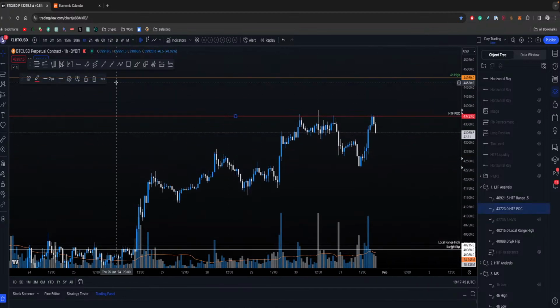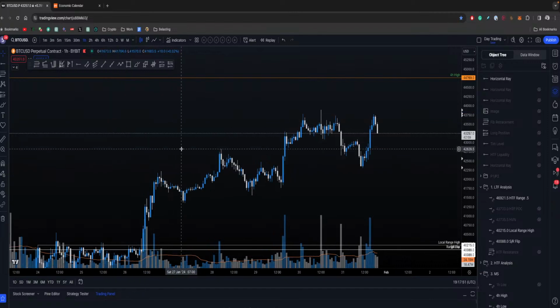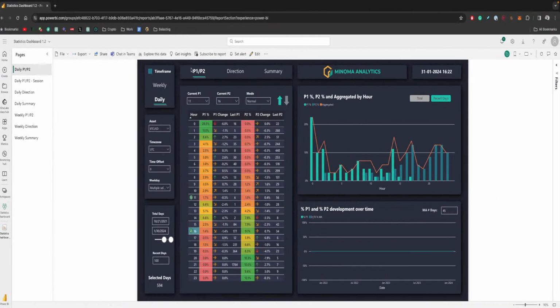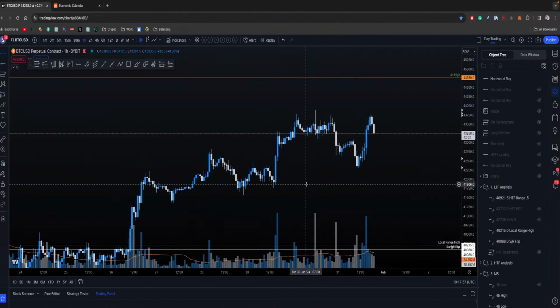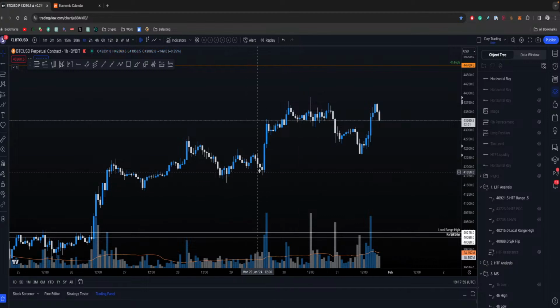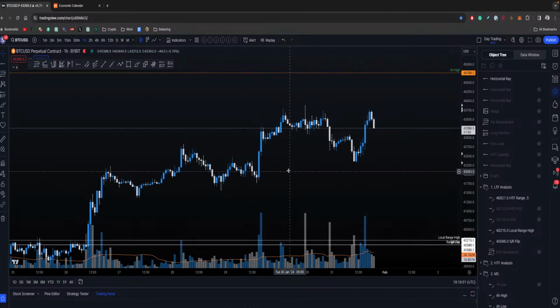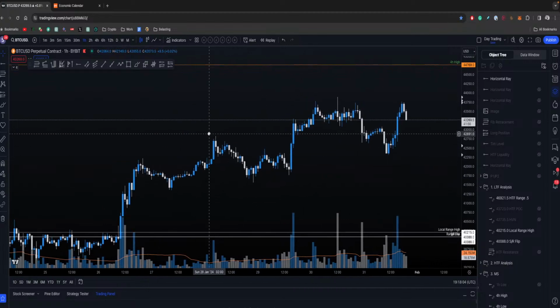the concept that you need to know of P1, P2, because you can see here, there's P1, P2, and how I use it to find trades, to execute trades, to know if something is a scalp or a day trade or a swing trade and so on. First, you need to understand what is P1, P2.